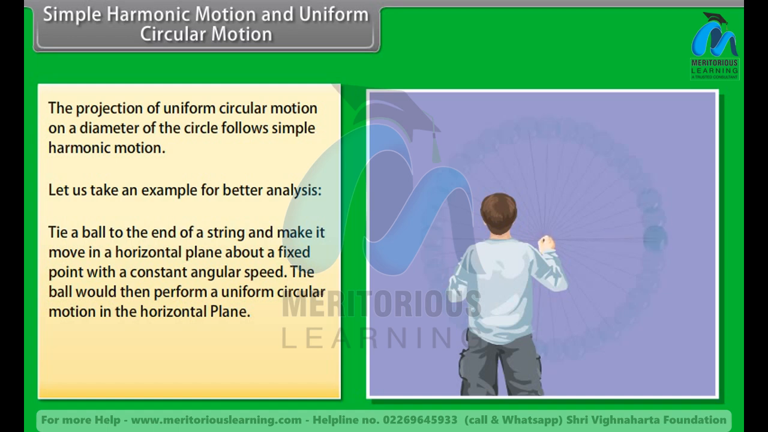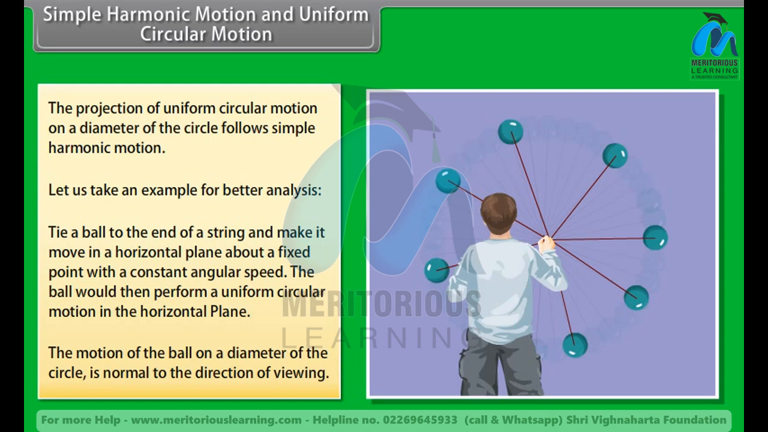Observe the ball sideways or from the front. Fixing your attention in the plane of motion, the ball will appear to execute to and fro motion along a horizontal line with the point of rotation as the midpoint. You could alternatively observe the shadow of the ball on a wall, which is perpendicular to the plane of the circle. In this process, what we are observing is the motion of the ball on a diameter of the circle normal to the direction of viewing.